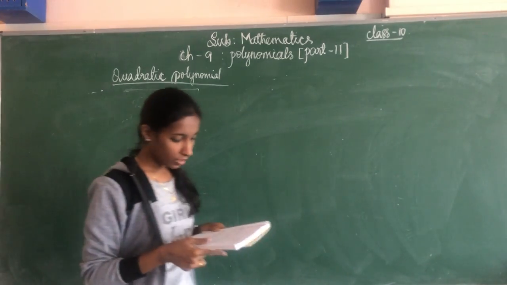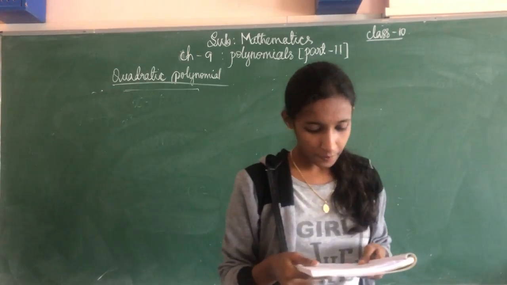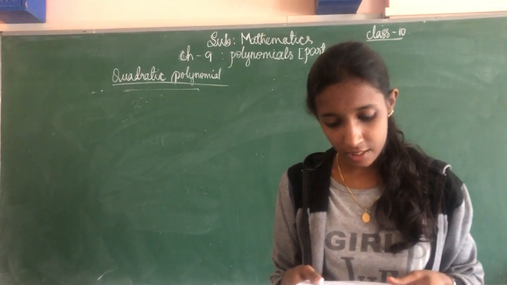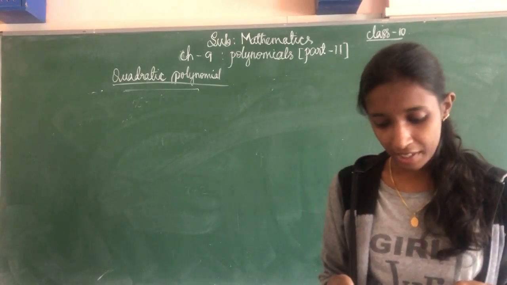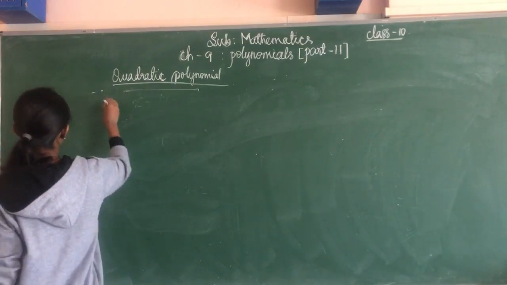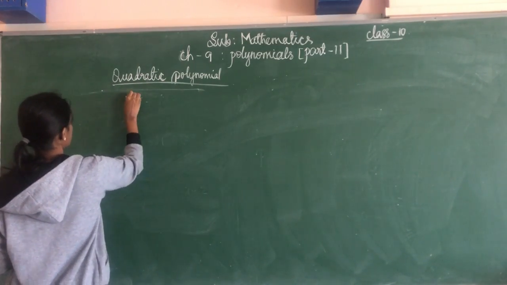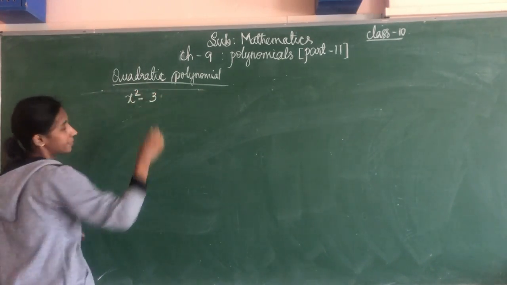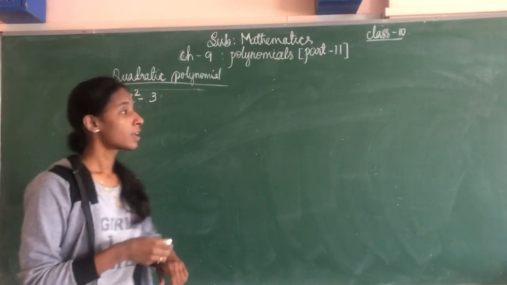Next, if you look at example 3 in your textbook, find the zeros of the polynomial x square minus 3 and verify the relation between the zeros and the coefficients. Okay, here the polynomial is x square minus 3. How will you find the roots?